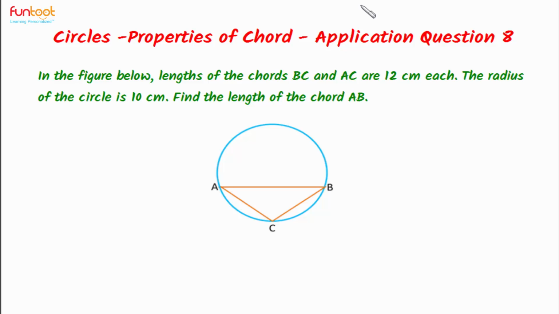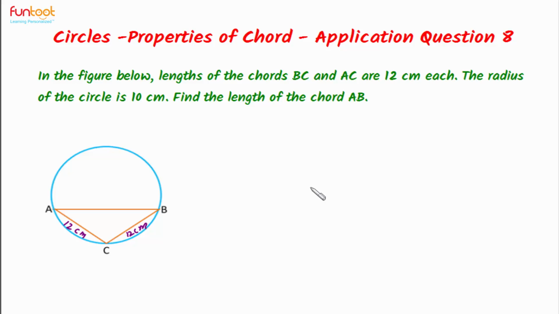Let's do a problem. In the figure here, BC and AC are two equal chords of the circle with measures 12 cm each. So this is 12 centimeters and this is also 12 centimeters. The radius of the circle is given as 10 centimeters. We have to find the length of the chord AB.